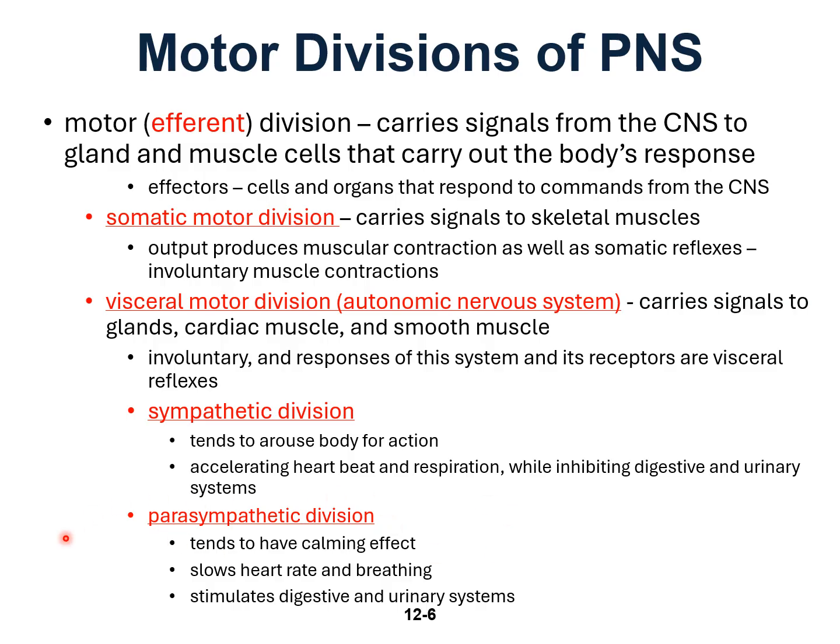Parasympathetic is kind of like Thanksgiving dinner. Calming effect, slower heart rate and breathing. More blood is going to go to the digestive and urinary systems to digest food, to get rid of waste. That's what the parasympathetic is going to do.